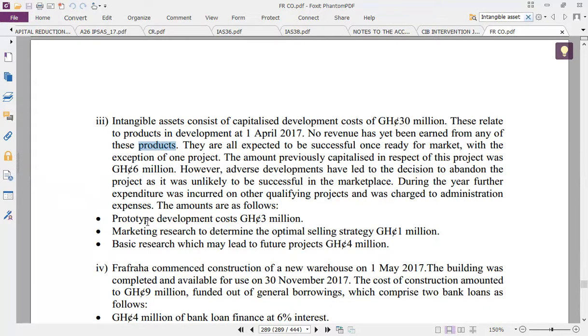So, prototype development cost 3 million. Marketing research to determine the optimal selling strategy. Basic research, which may lead to future projects, 4 million. And this they've mentioned here. Tell me which of these three, which of them will be a research, which of them will be development. That's what probably I'm interested in now.